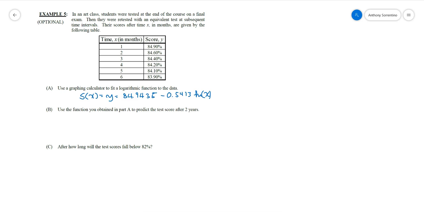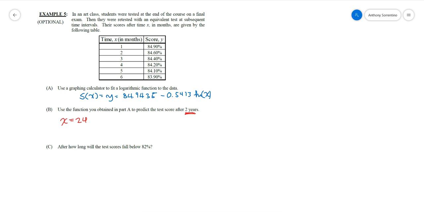As far as the other things go, these two things I can answer pretty easily with the calculator. This one, if I want to be a little bit more accurate, it might be a better idea for me to solve the equation algebraically, which I'm going to show too. But the first question is really easy. Use the function you obtained to predict the test score after 2 years. If they keep getting tested on this exam after 2 years, if it's following this pattern, we want to see what the score is at that time. Remember we had times in months, so that means our x value in this instance is 24.